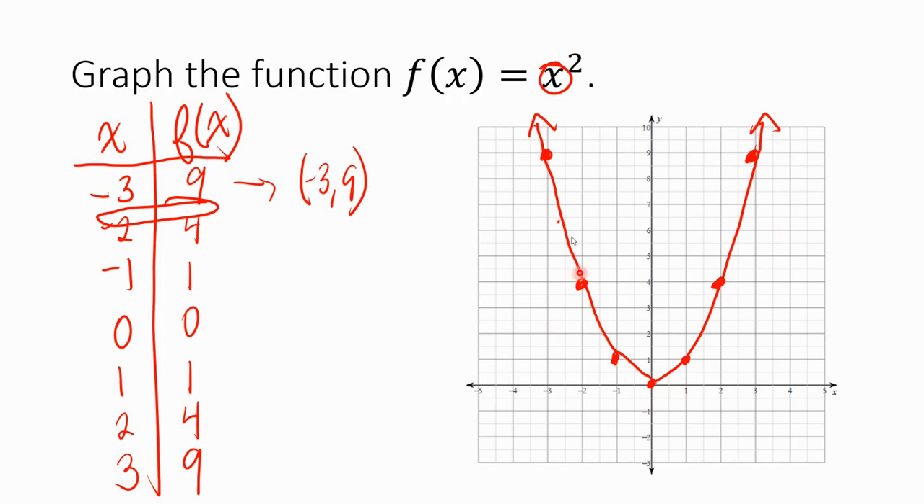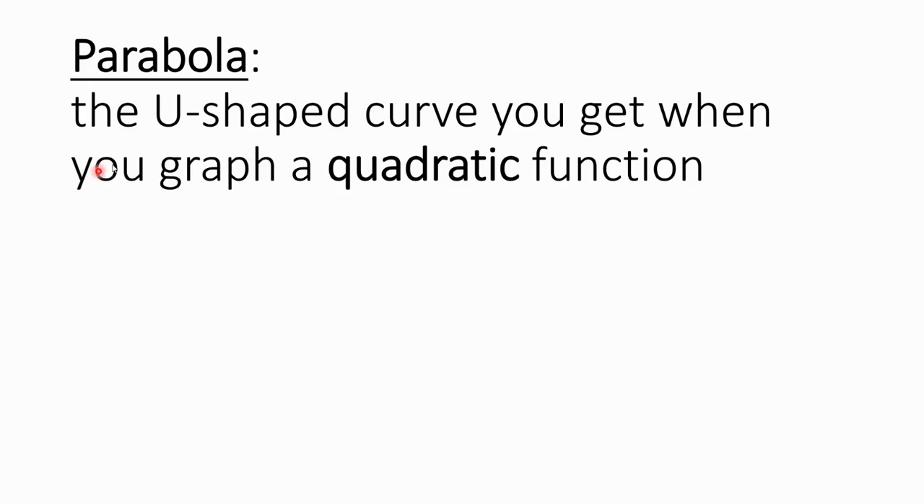Do you remember what we call a graph that's shaped kind of like a U like this? Well, this is actually, and it's not exponential. It looks a little bit like an exponential, but because it goes back up on this side, this is called a parabola. So a parabola is the U-shaped curve you get when you graph a quadratic function. And if you need a reminder, quadratic means the degree is 2.